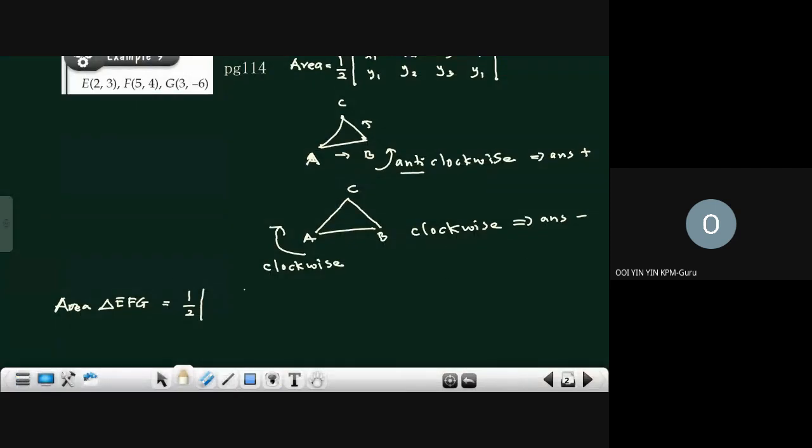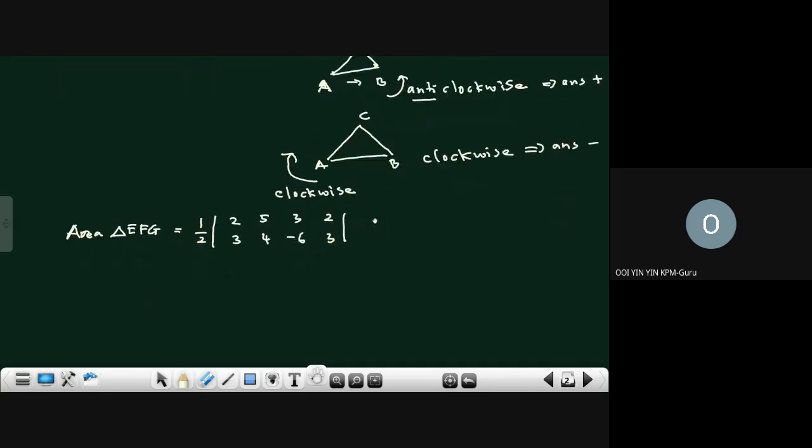And then we put in our first x1, y1, which, as I told you just now, is E, 2, 3. And then the second one, F, 5, 4. The third point, 3, -6. And then the last one, I told you to repeat back your first point, 2, 3. Okay, like this.